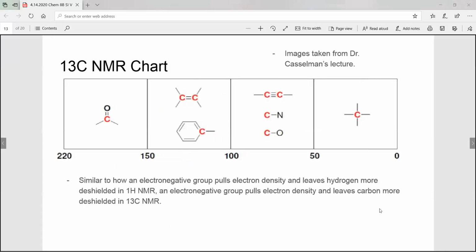So here's a picture of where certain types of carbons will end up on the NMR spectra. We can see a general trend that more deshielded carbon have higher chemical shift, and shielded carbon have lower chemical shift. So similar to how an electronegative group can pull electron density away and leave hydrogen more deshielded in proton NMR, an electronegative group can pull electron density away and leave carbon more deshielded in carbon-13 NMR.